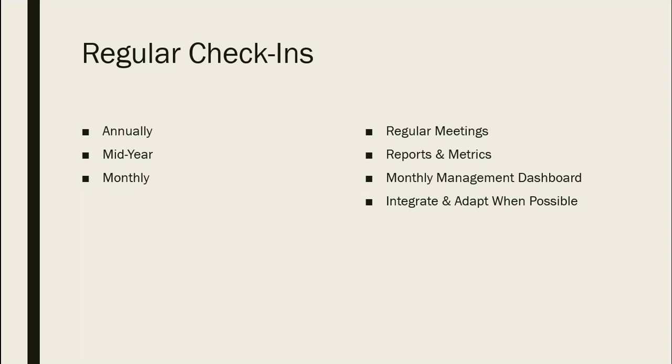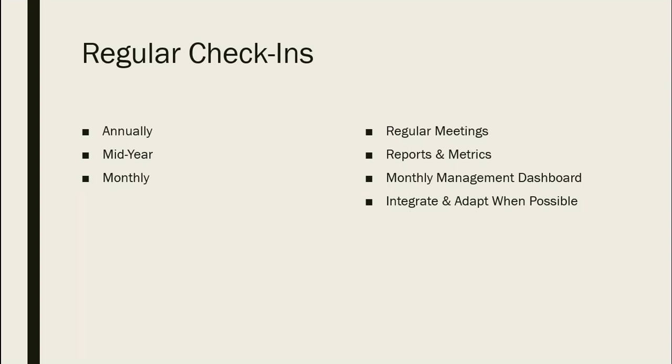At mid-year, at a minimum, you're looking at data and metrics about progress toward goals, and you're making course corrections. We're going to talk about that more in just a minute. And then I think you should be looking at this monthly. Absolutely, you should have regular meetings dedicated to this. You should have reports and metrics that you're looking at on a regular basis. And I'm going to show you an example of a monthly management dashboard in just a minute.